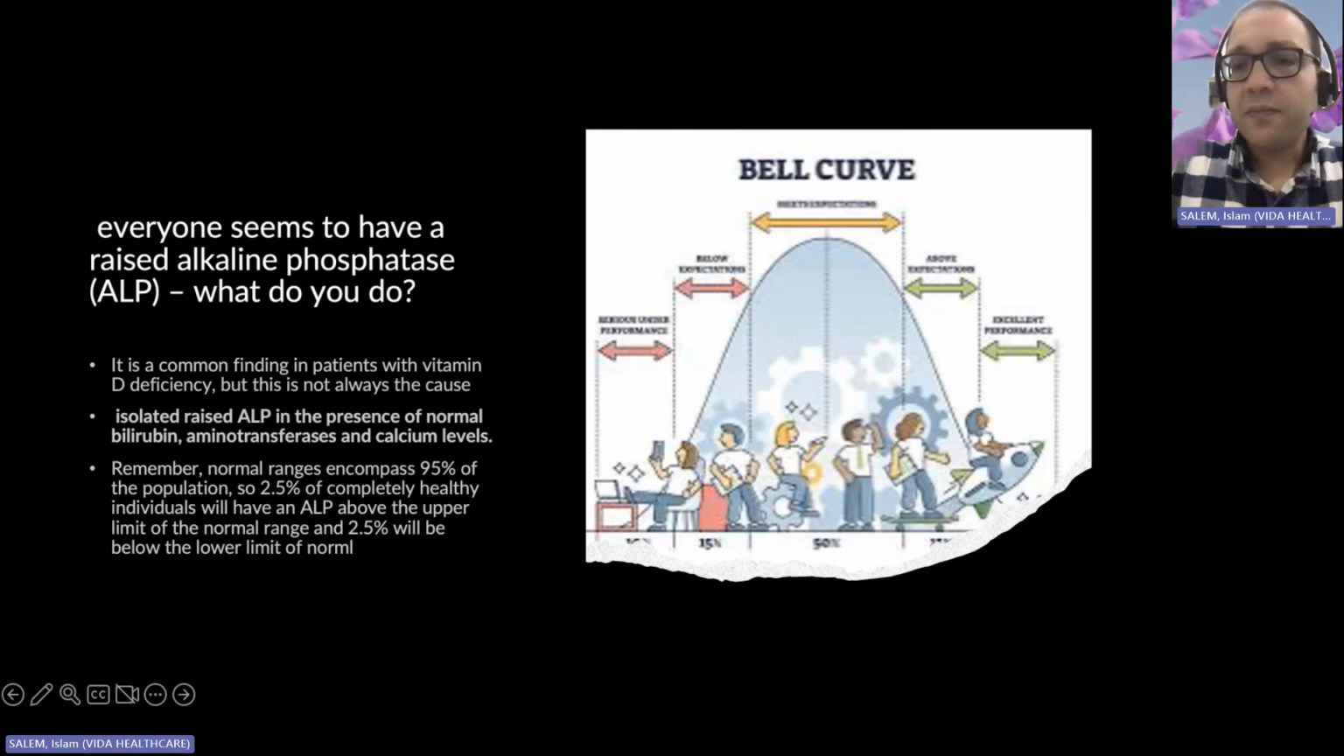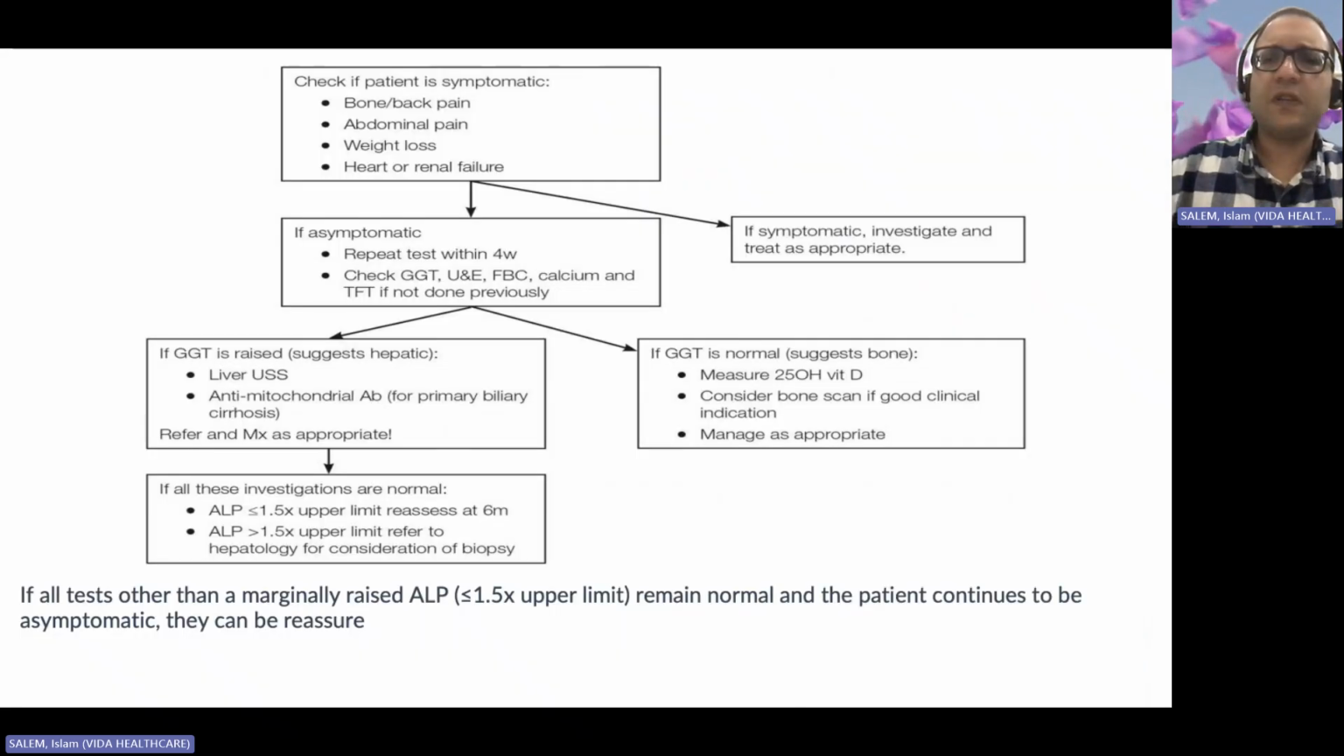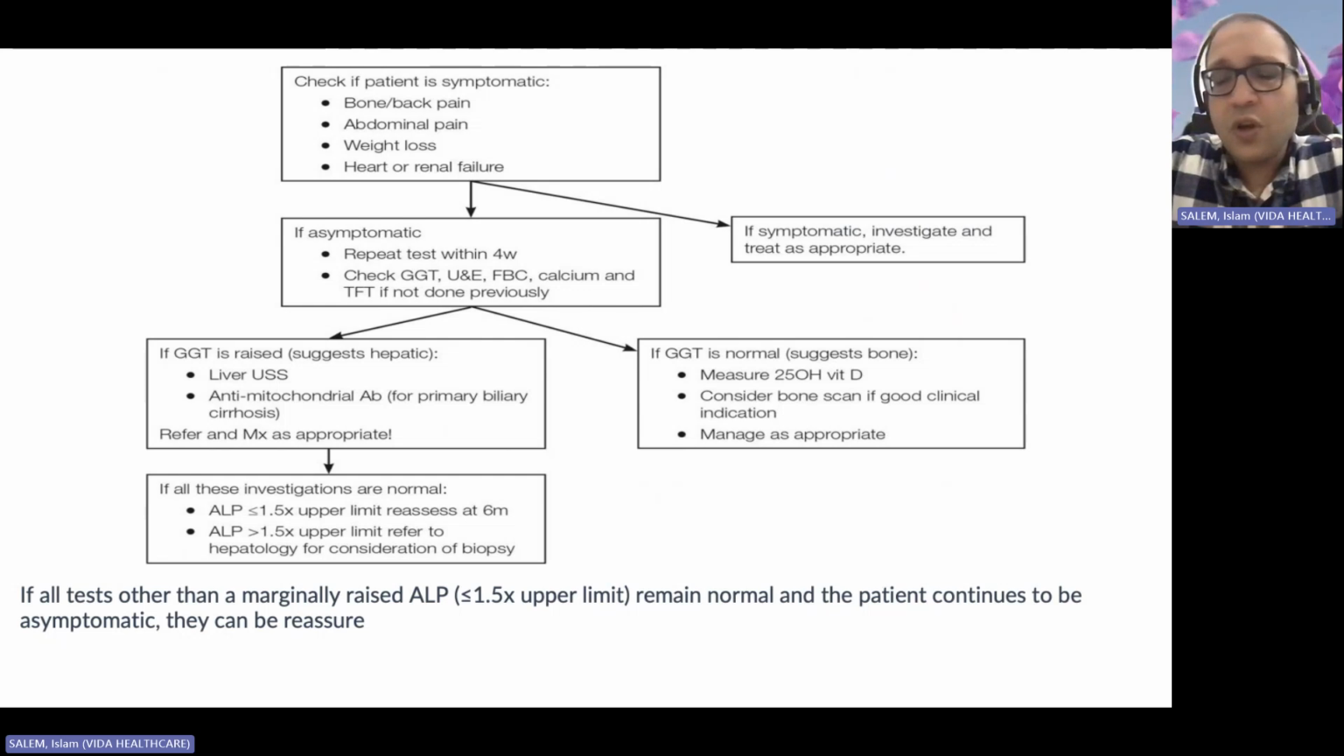Coming to a very simple, easy mind-mapping algorithm and how to approach a patient with high alkaline phosphatase. I strongly advise each one of you to take a screenshot of that algorithm, print it, and keep it on your desktop, because I presume you will need it when you start to become an independent GP. You will find a lot of people with isolated high alkaline phosphatase, and that will keep you busy. What should I do next? Do I need to investigate or not? But that algorithm makes things much easier.